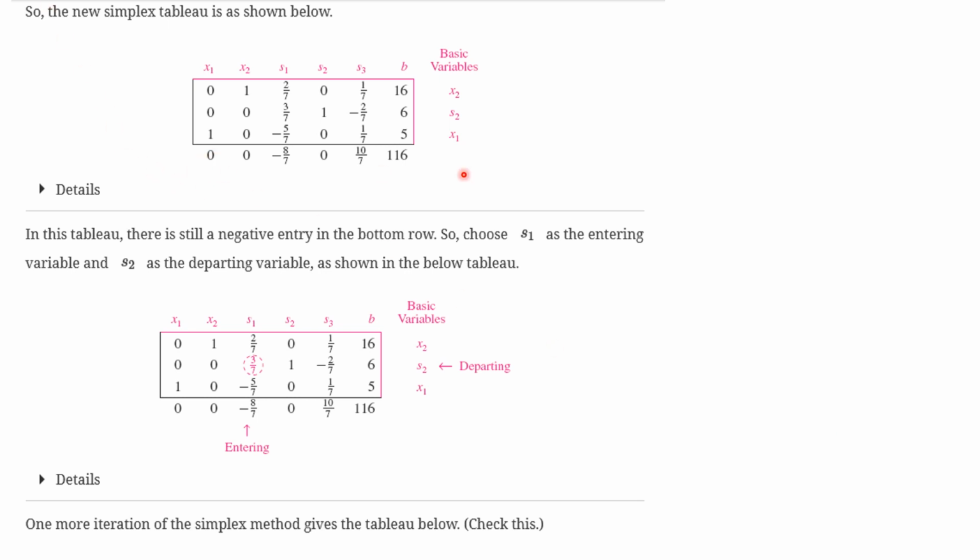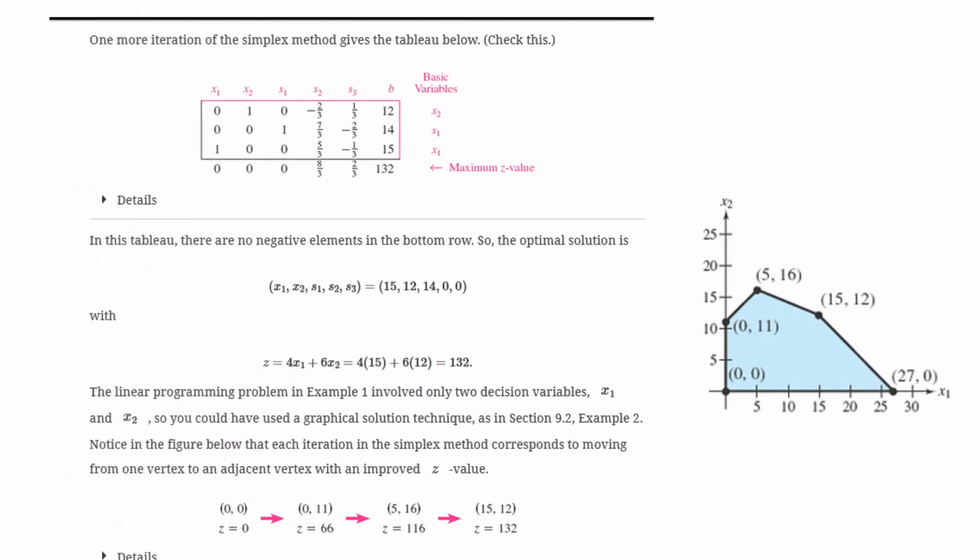And this is the new simplex tableau. Now notice that I'm not really finished yet with the problem, because what I have to do is bring in S1 because it is still negative. And so the entering variable is going to be S1, and the departing variable is going to be S2 in this case. And notice that S2 is still part of the basic solution here. So I do that, finish the iteration, and notice that things change now.